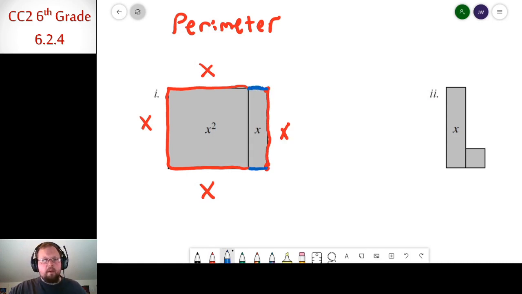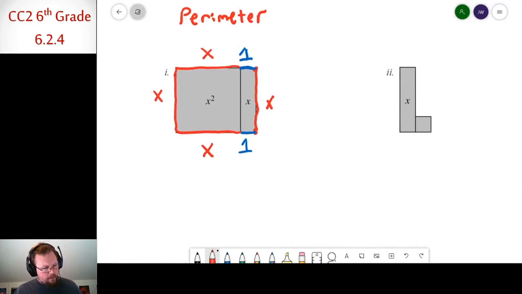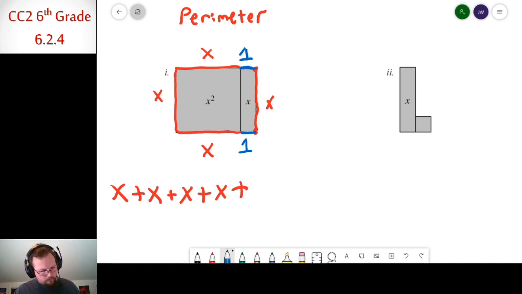Now, if you remember the bit about unit tiles, these lengths are 1 on each side, top and bottom. And so when you are asked to write the distance all the way around the shape, one way that you can do that is by writing x plus x plus x plus x plus 1 plus 1. And the issue is that this is clunky. It's messy. It's hard to see.